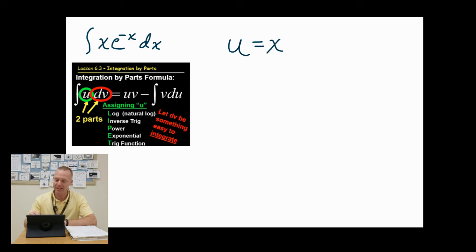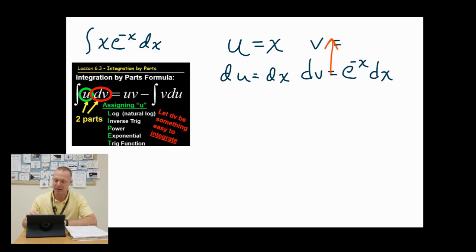Now, we also want to assign dv. dv is going to be the rest of the problem. It's also going to end up being a function that we can integrate. It's e to the negative x dx. We need this box of variables, so do the derivative of x. It's just dx. Okay, you don't need to mess with the number 1. We also need to do the antiderivative to go back this direction.